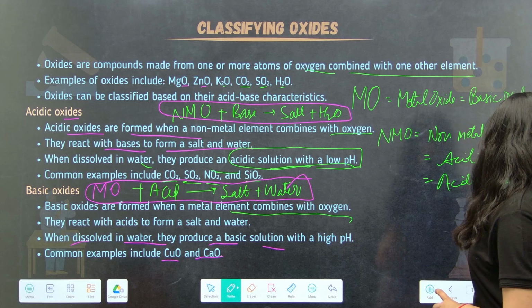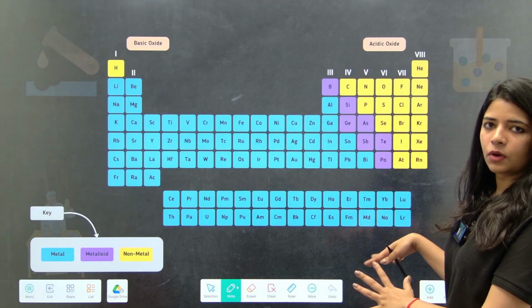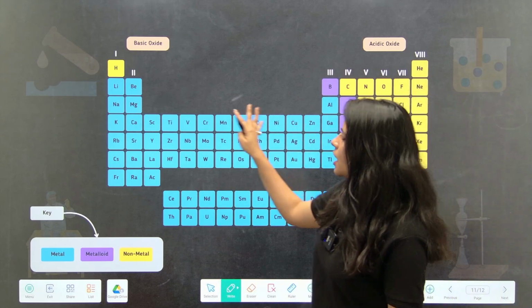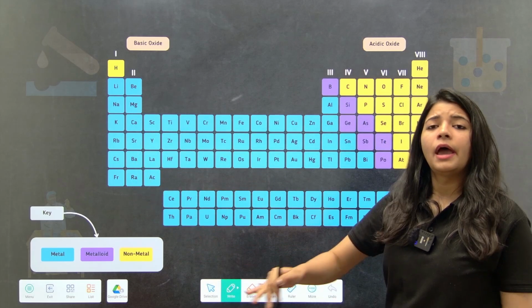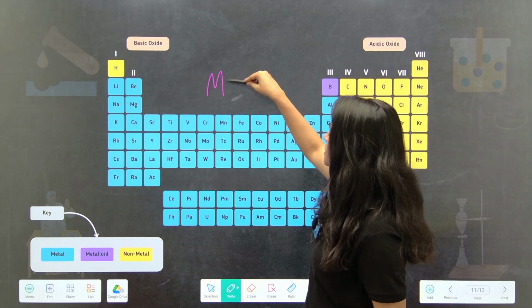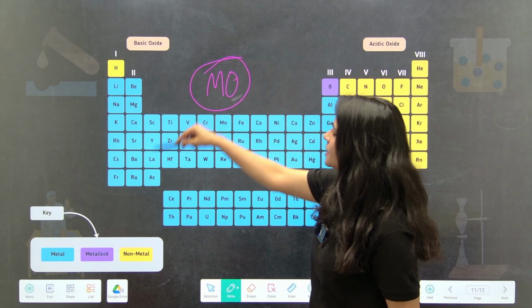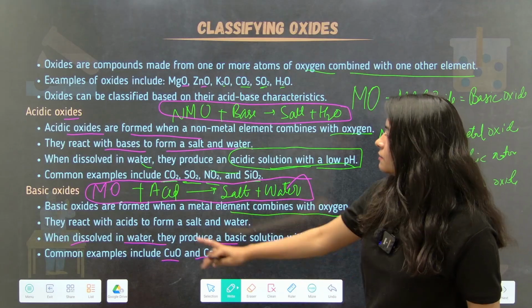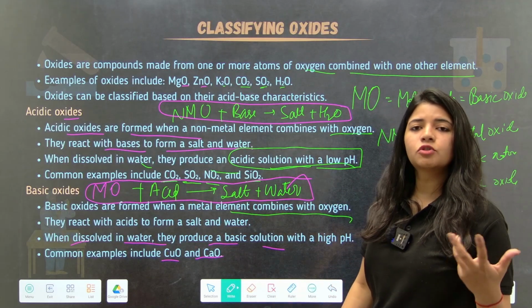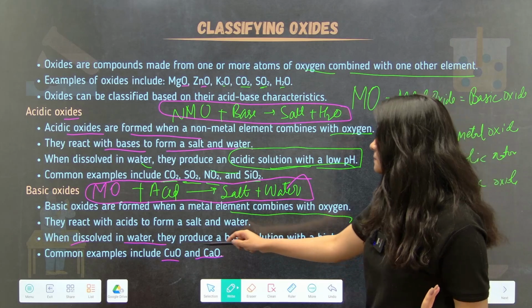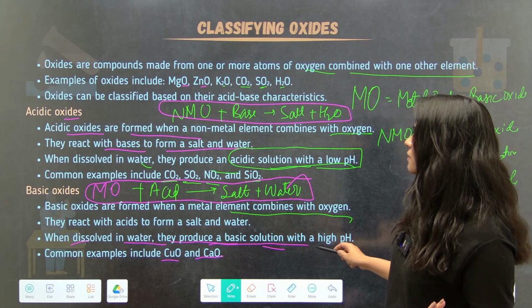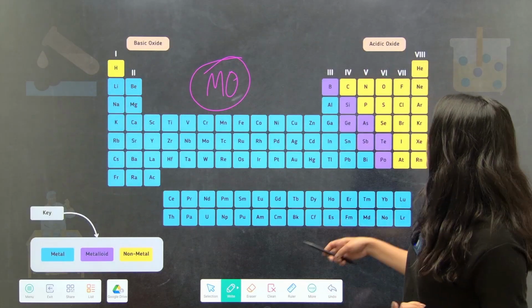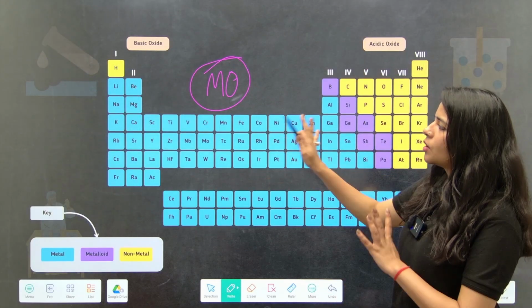Okay, now let's move on to understand this on the periodic table. So this side we have metals, right? These all are metals, the ones which are in blue. And metal oxides, as I told you in the previous slide also, are basic in nature because when they react with the acid, they form salt and water. And when they are dissolved in water, they produce basic solution. Hence, they are basic in nature. Therefore, these metal oxides are all basic in nature.